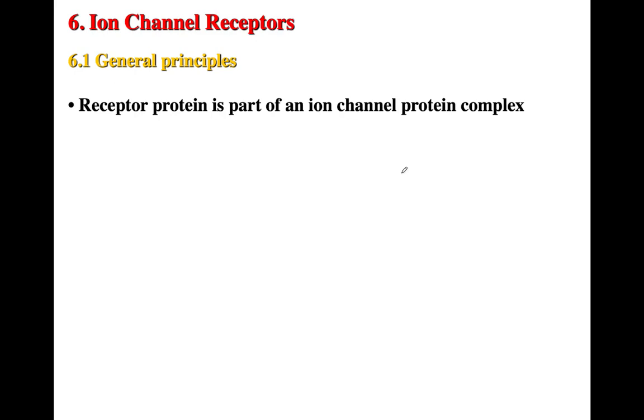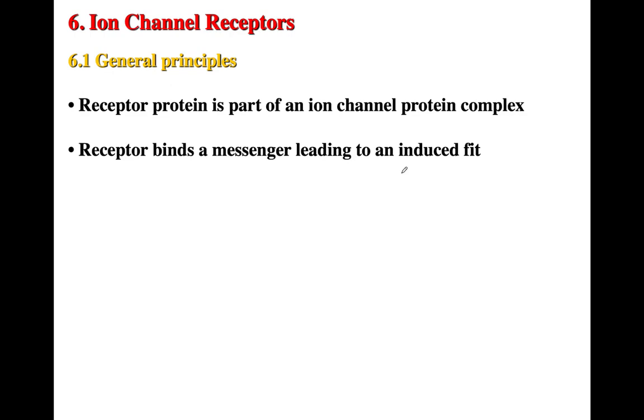All right, so let's begin with the ion channel receptors. The receptor protein is going to be part of an ion channel protein complex. Now, why do we need ion channels? Because ions are charged. They have a positive charge or a negative charge, and they will not be able to cross the cell membrane. So you need channels that will allow those ions to cross. There are two types of ion channels in general terms. You have the ligand gated channels, and then you have the voltage gated channels, which function based on the gradients.